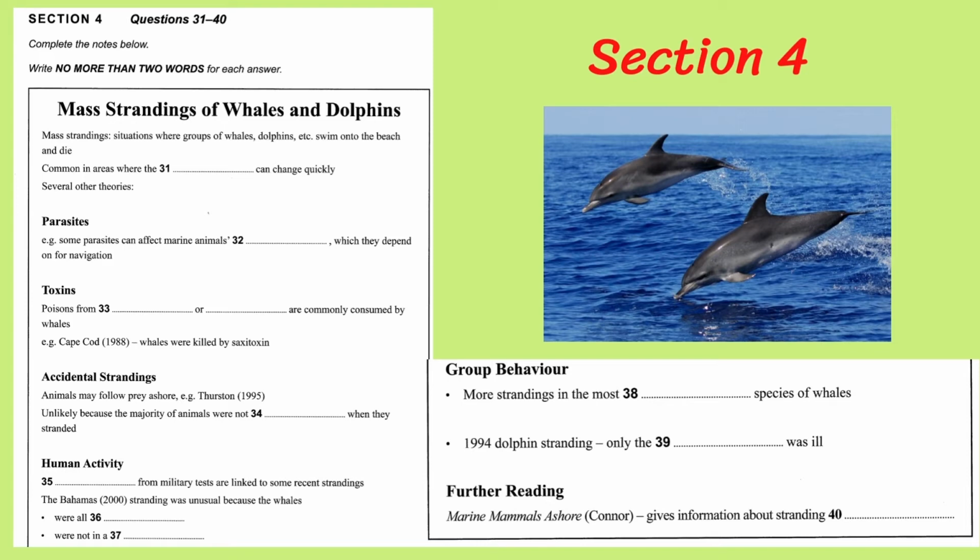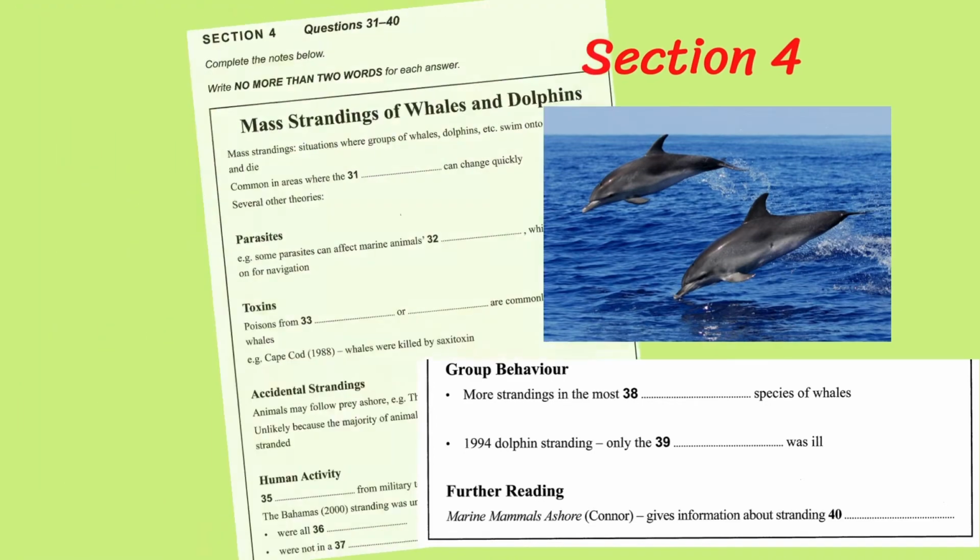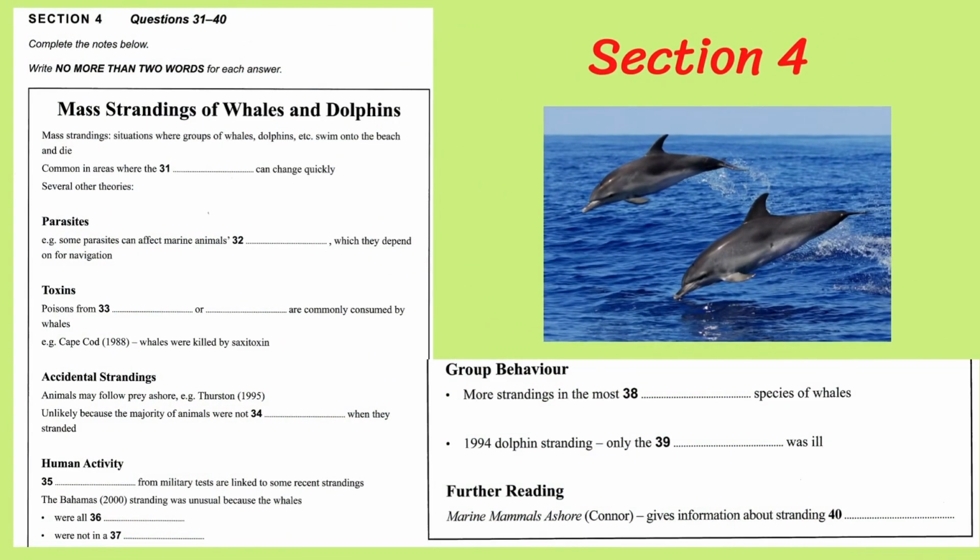A final theory is related to group behaviour and suggests that sea mammals cannot distinguish between sick and healthy leaders and will follow sick leaders, even to an inevitable death. This is a particularly interesting theory, since the whales that are thought to be most social, the toothed whales, are the group that strand the most frequently.